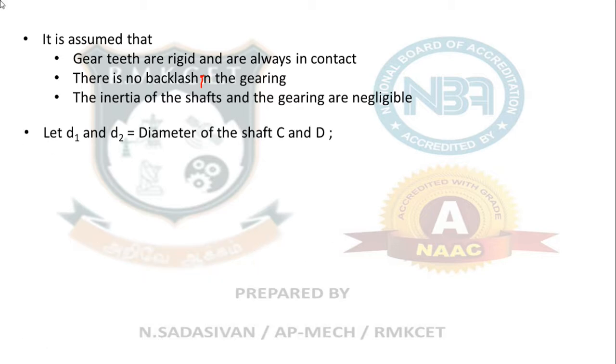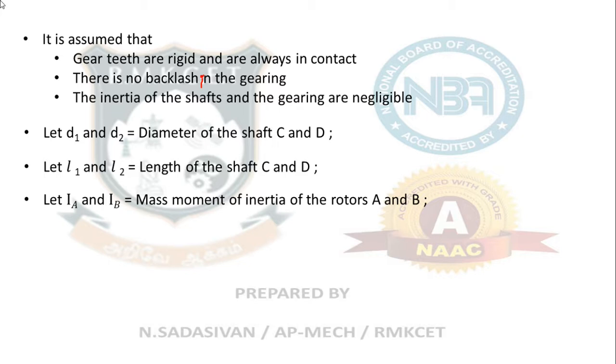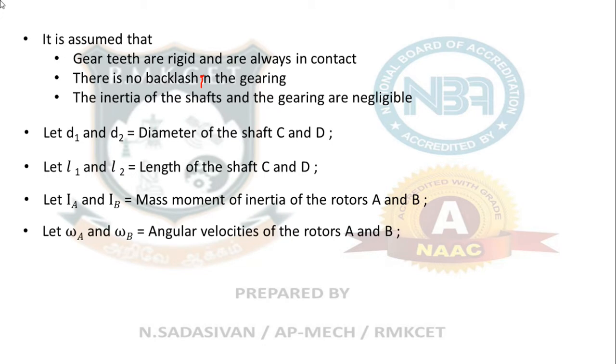Let D1 and D2 be the diameters of the shafts C and D. L1, L2 are their lengths. IA, IB are the moments of inertia of the two discs: left disc IA, right disc IB. Omega A, omega B. The first driving shaft has angular velocity omega A. The driven shaft angular velocity is omega B.